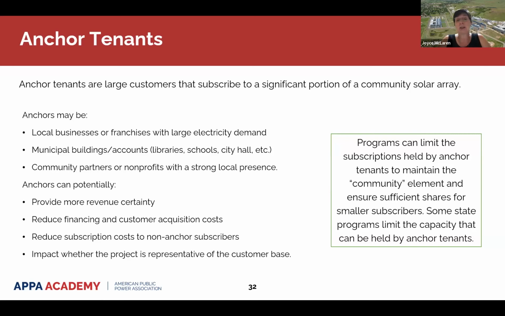One consideration, the last bullet here, is that they can potentially impact whether or not the project is representative of the customer base. And what that means is if you're wanting this community solar project to really be representative of what your community looks like, the subscribers be representative of what your community looks like, the anchor tenants may help you do that, or they may hinder you in creating a representative sample of your community in your project. So that's just one consideration if that's a goal of yours.